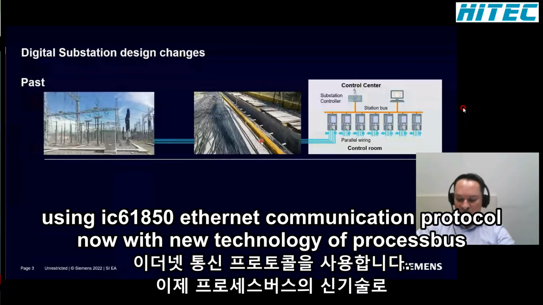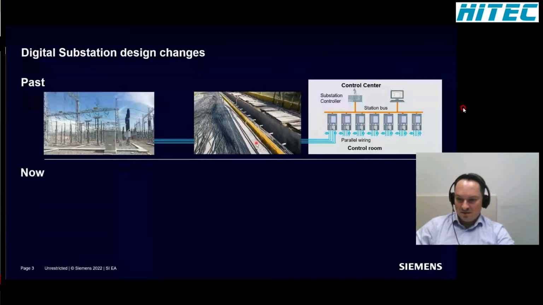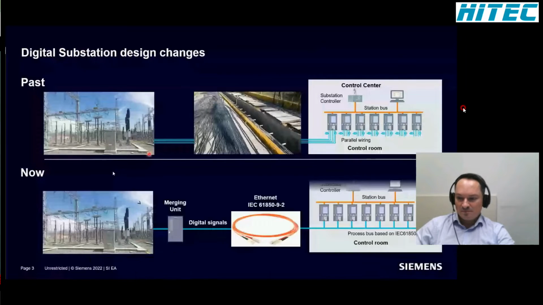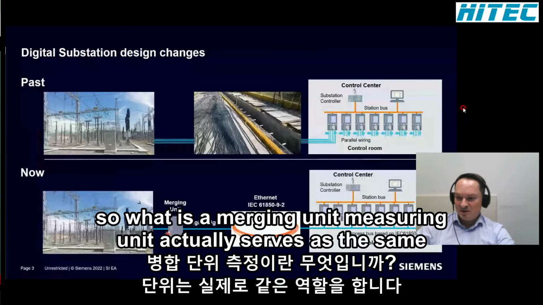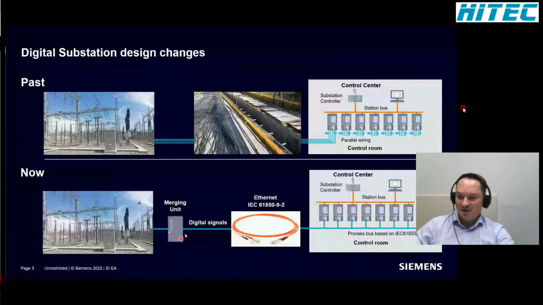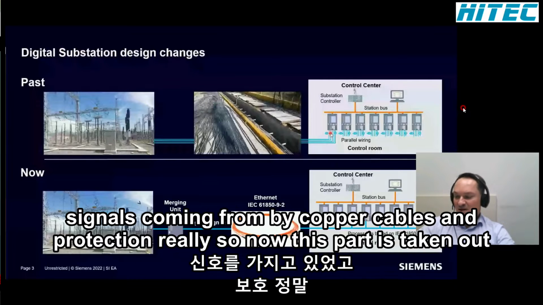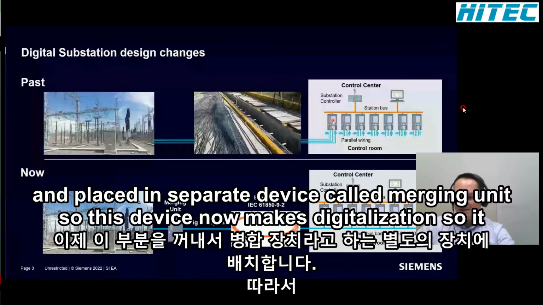Now, with the new technology of process bus, we introduce so-called merging units. So what is a merging unit? A merging unit serves as the converter to digitalize signals, which we had previously as copper signals coming by copper cables into the protection relay. So now this part is taken out and placed in a separate device called a merging unit. This device now does the digitalization.